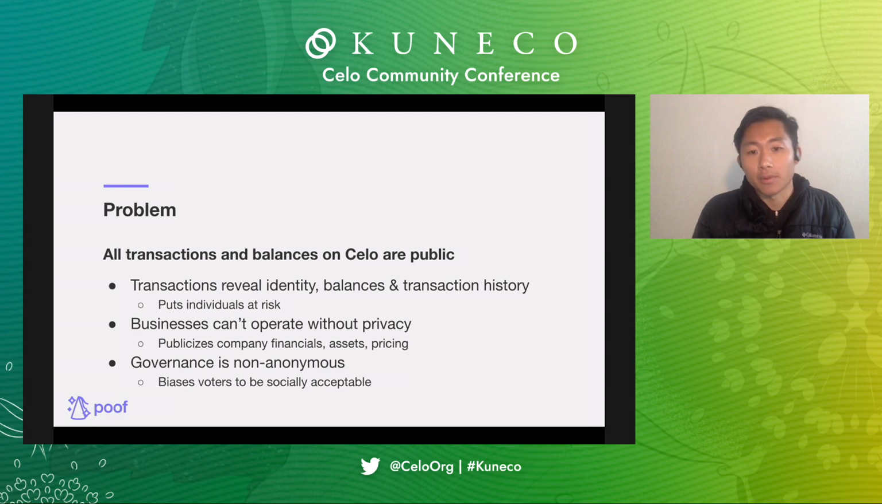Second, businesses can't operate without privacy. If we envision a world where businesses have adopted blockchain technology, there's a limit to what they can do publicly on a blockchain. Without privacy, these businesses are forced to publicize company financials, assets, and things like customer pricing. And lastly, governance is not anonymous on a public blockchain. Today, we're seeing a lot more governance happen on-chain. And without privacy, this can bias voters to be socially acceptable rather than voting on their actual beliefs and the things that they care about.